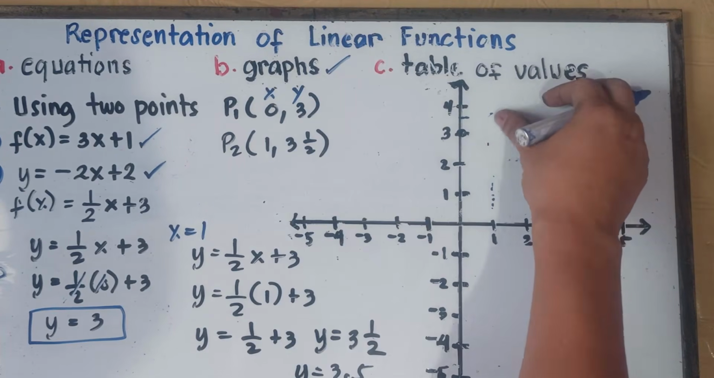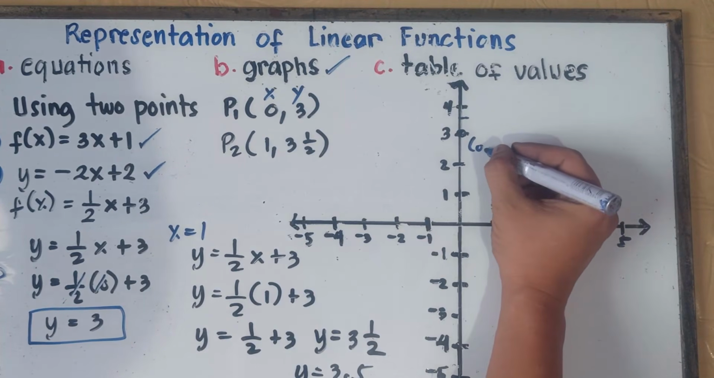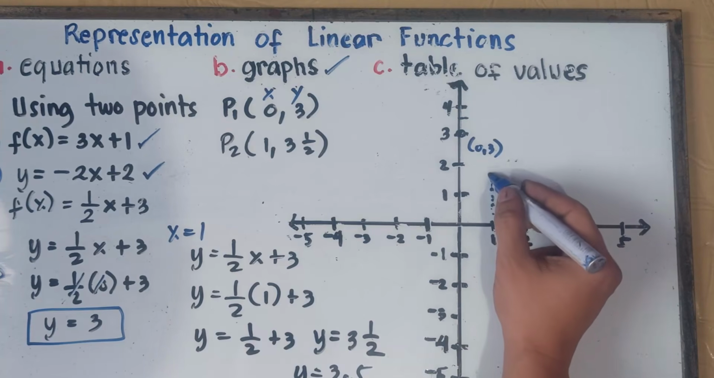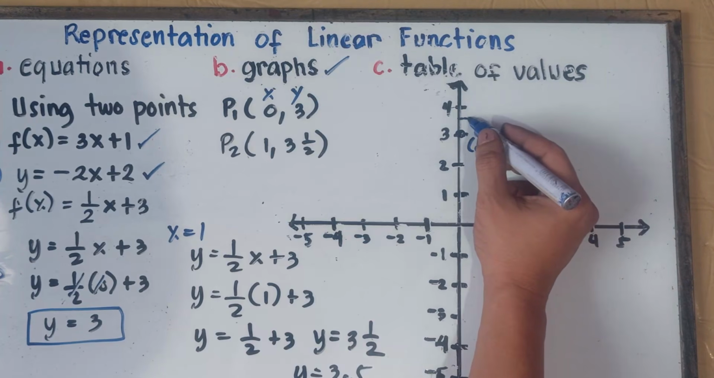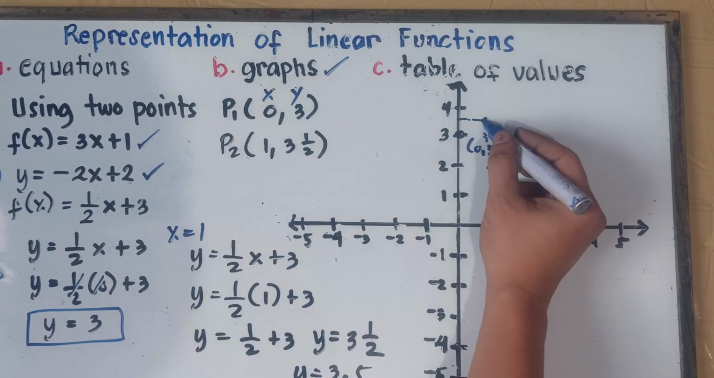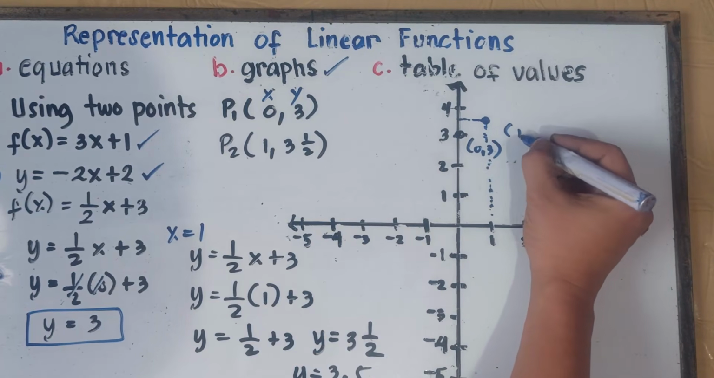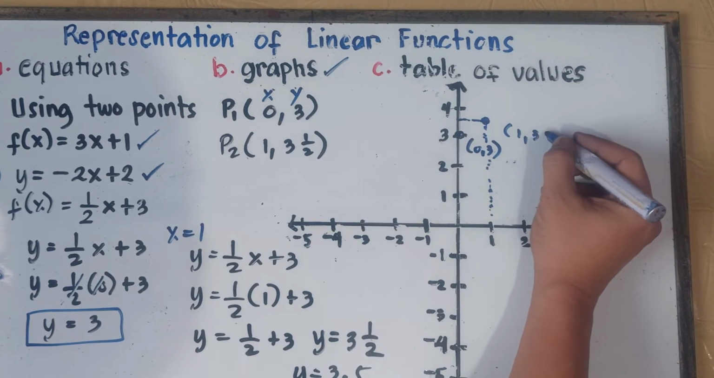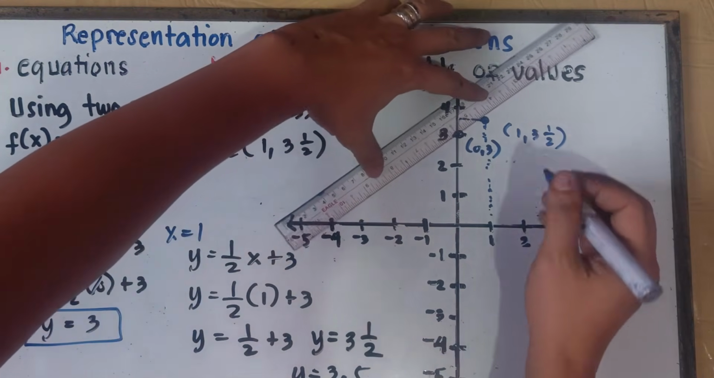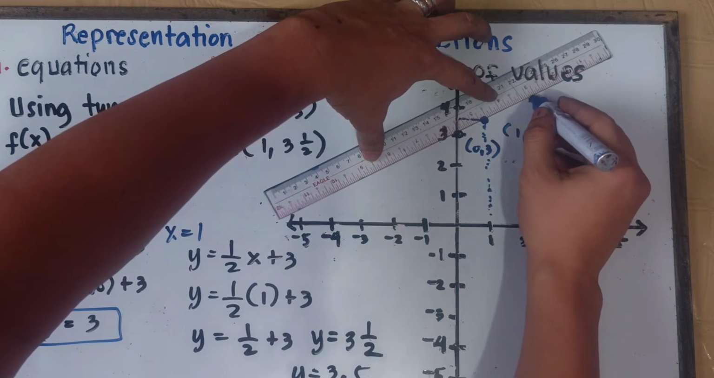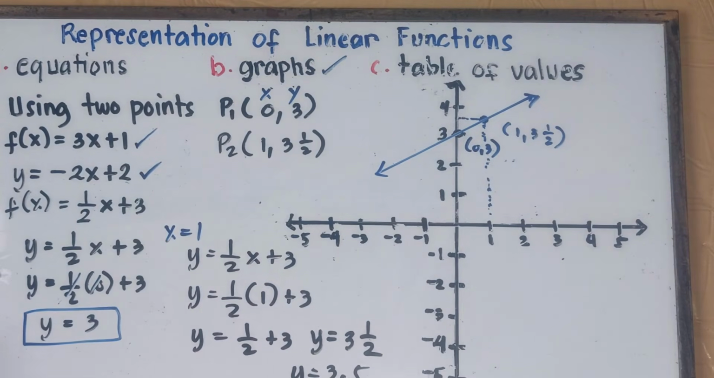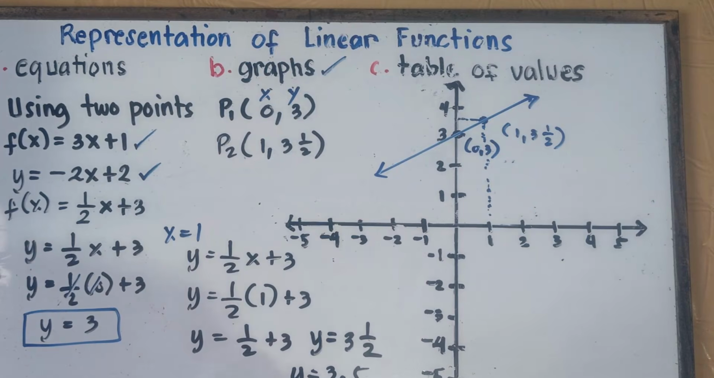Let me just label this one on the bottom part. X is 0 and then y is positive 3. And the other one we have x is positive 1 and then y is positive 3 and 1/2. This one right here is estimated, class. X is positive 1 and then y is 3.5. 3 and 1/2, 3.5. And then simply connect this one, class. And that's it, class. We're all set. That's the answer, class, with regards to example number 3.